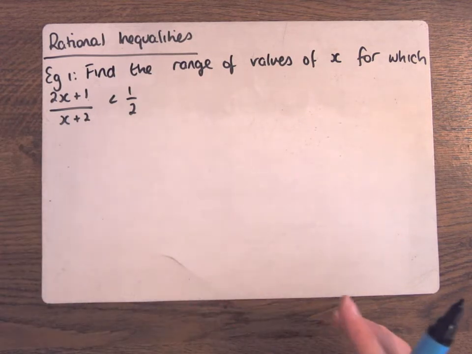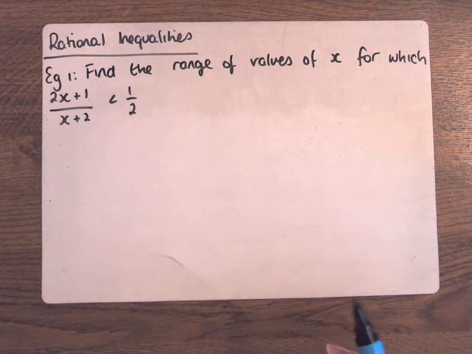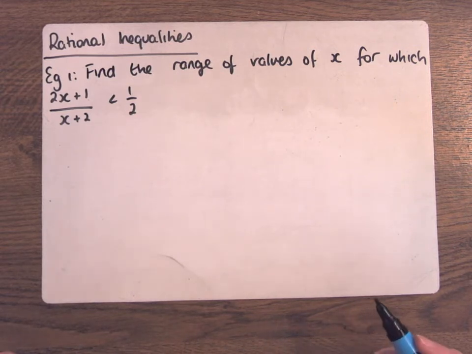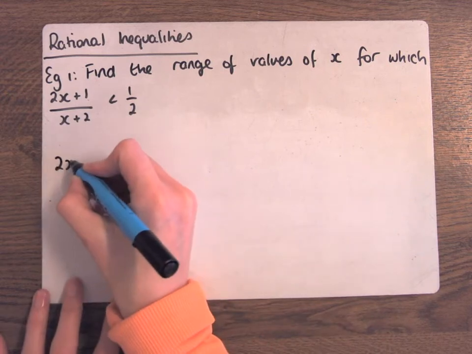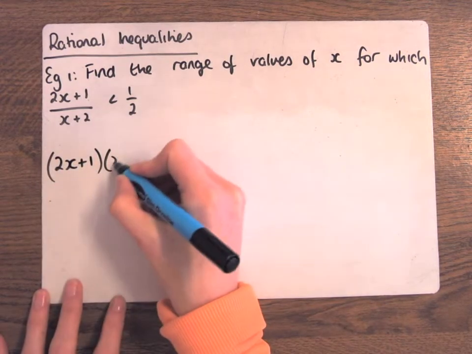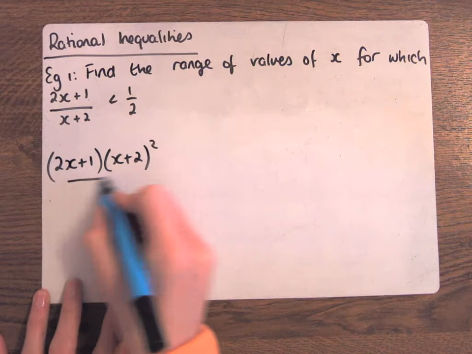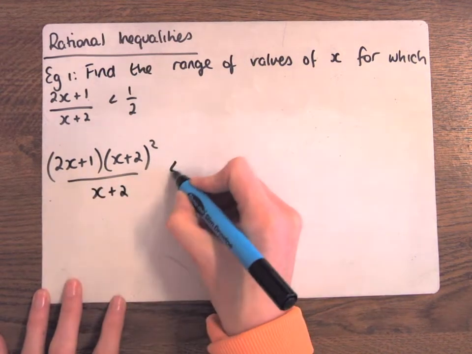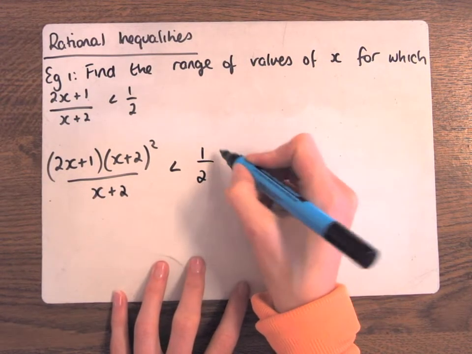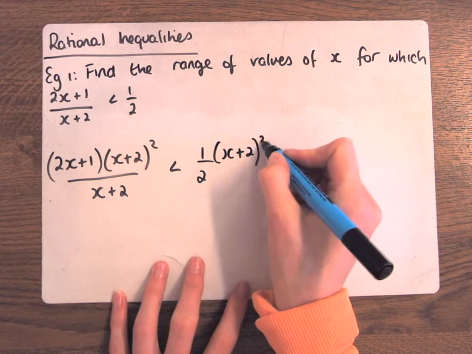And this is just something you'll always do if you have an inequality. You're going to multiply the top by x plus 2 to be squared. Why the squared? Because that's always positive. So 2x plus 1 by x plus 2 squared. And if I do it to the left hand side, I have to do it to the right hand side.